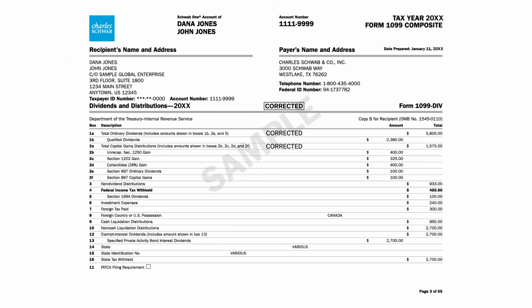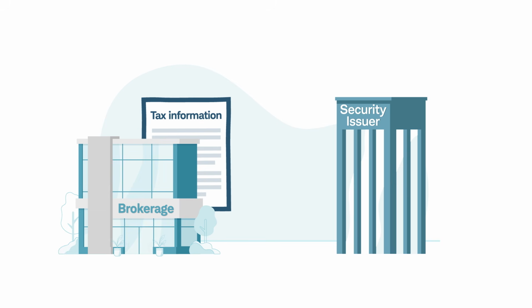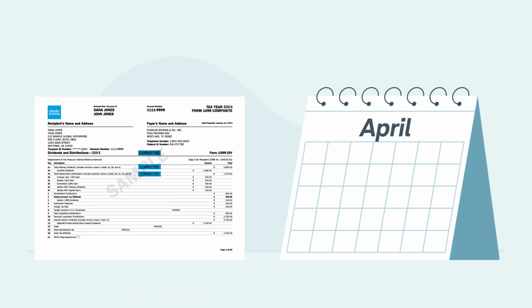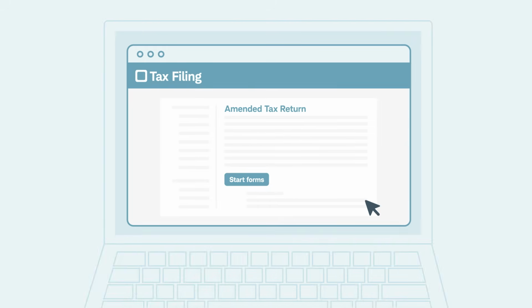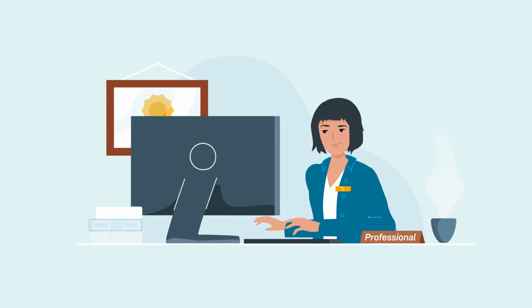Keep in mind, you may receive a corrected 1099 after the original one has been issued. This could happen when a security issuer provides your brokerage firm with updated tax information. If this happens, you'll be notified. Revisions to the 1099 will be clearly highlighted with the word corrected. Most corrected 1099s are sent before the April tax filing deadline, but it is possible to receive a corrected 1099 after that too. If you have already submitted your tax return, you may end up having to file an amended return that includes the corrected information. Consider working with a tax professional if you need help with that.